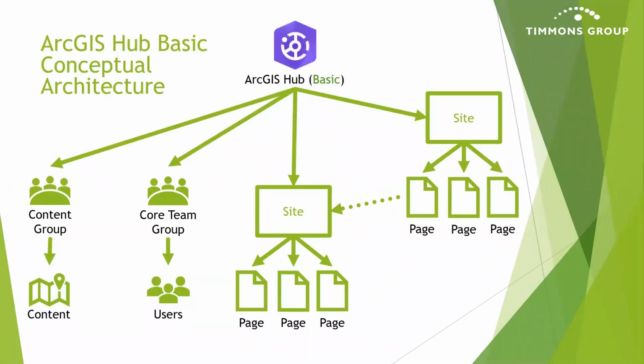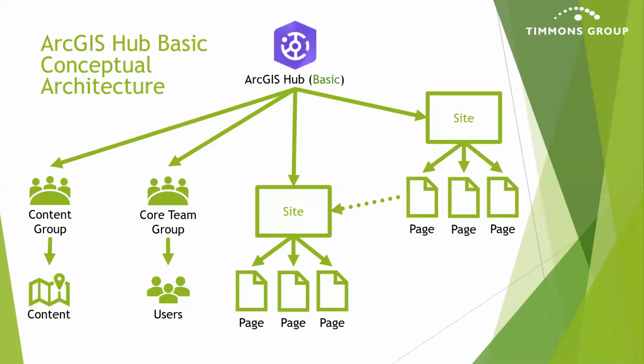When you have Hub Basic implemented in your organization, there are a couple things that are created when you start a new Hub site. When you create a site, an item in ArcGIS Online is created representing the site application along with two groups. Each page that is also created is another item in your ArcGIS Online as well. Each one of the groups has a specific purpose within Hub.